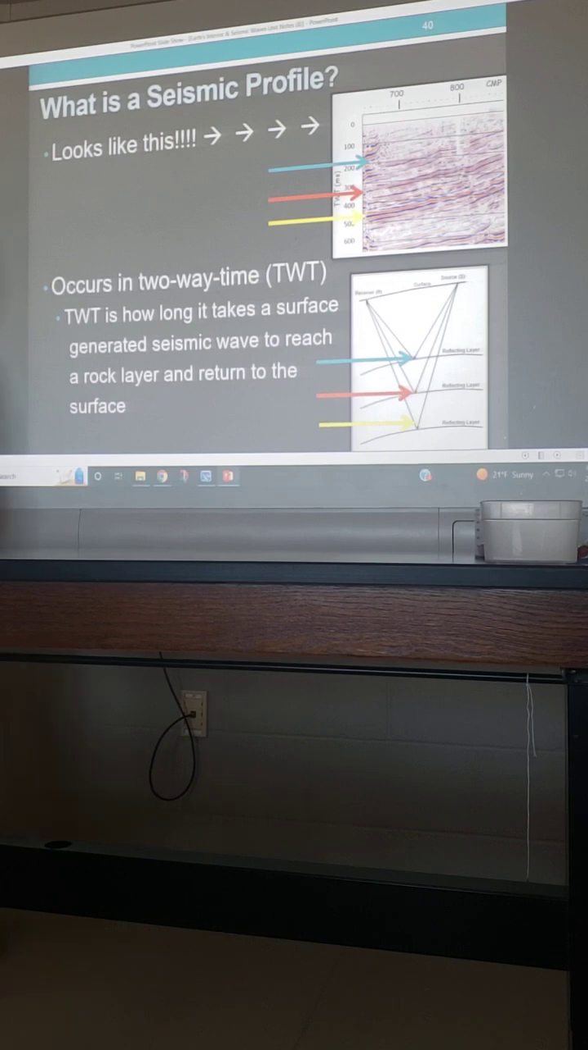And because of that, the equation for speed is distance divided by time. So if we know the speed and we know the time, we can calculate the distance. You can rearrange that equation to calculate distance.